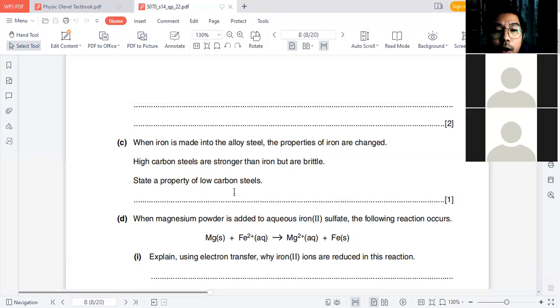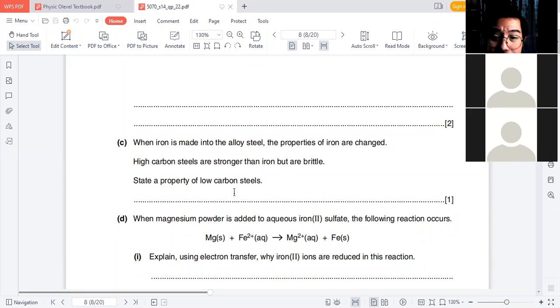Now, high carbon steel is stronger than iron but is brittle. State a property of low carbon steel. Low carbon steel is malleable, it would be softer. So these are the reasons why there's a difference in terms of composition. It affects the physical properties.